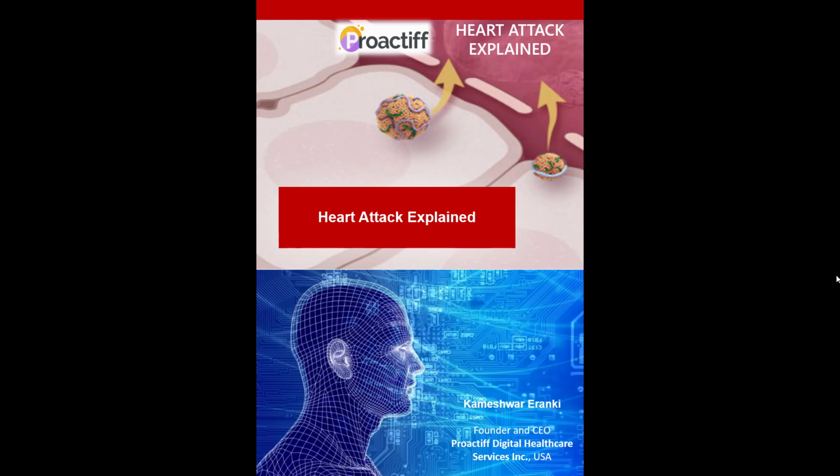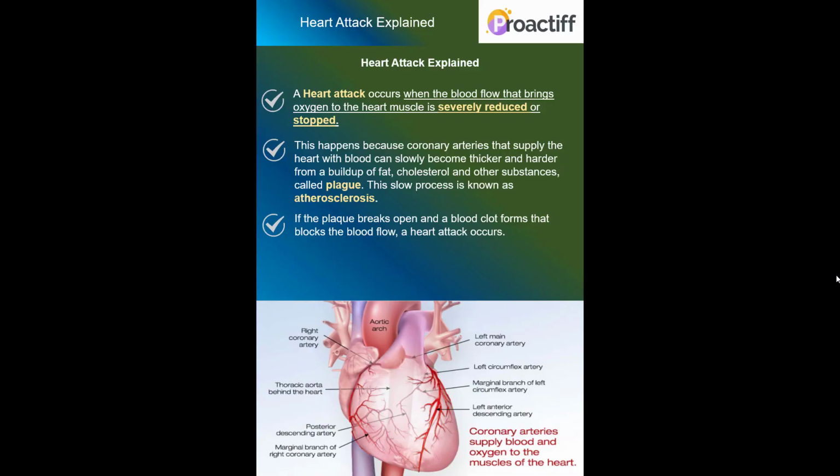In this session, we're going to cover the topic of heart attack and explain how a heart attack happens and what the conditions associated with it are. A heart attack occurs when the blood flow that brings oxygen to the heart muscle is drastically reduced or stopped. In such an eventuality, a heart attack happens.